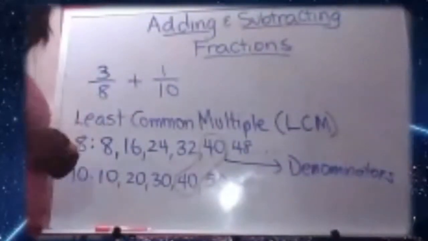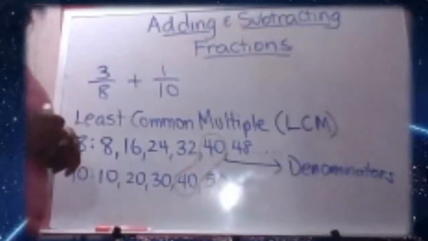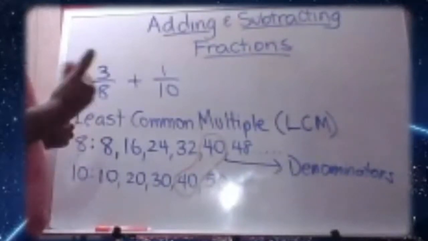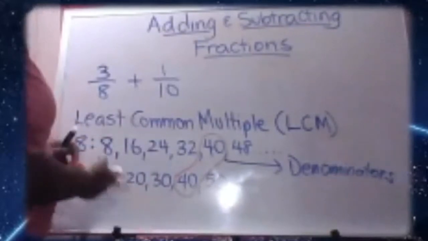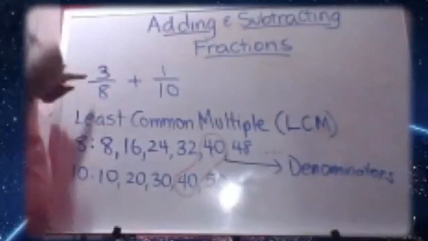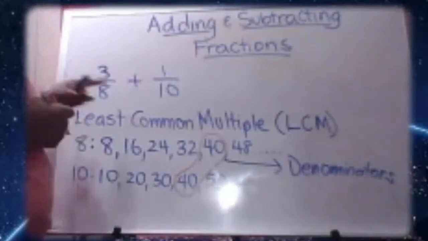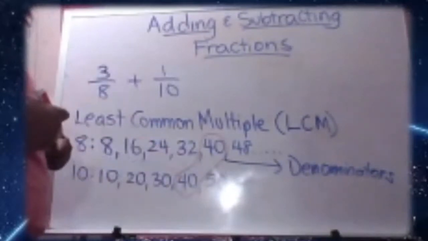So again, math isn't magic, so we're not going to just erase the 8 and put the 40. What we have to think is, what do we do to 8 for it to become 40? What can we multiply it by? Because we want an equivalent fraction that's going to have a denominator of 40.